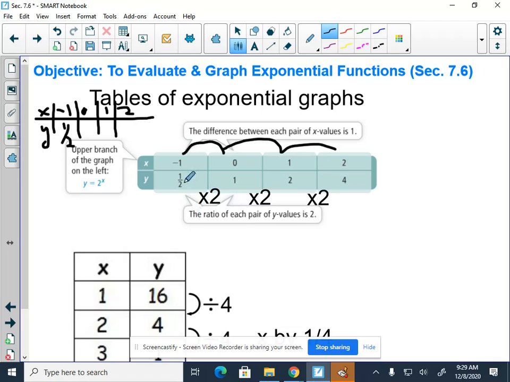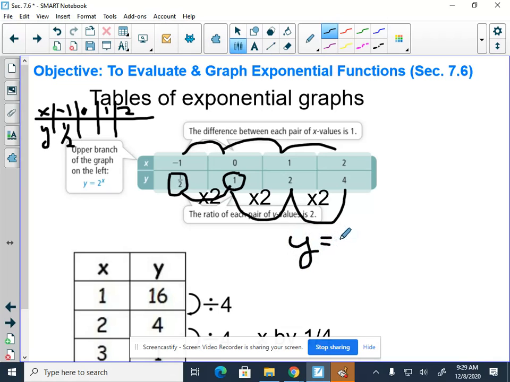In this case, if I took 1/2 that is appearing here and I doubled it, 1/2 times 2 is 1. So this one is twice as big going from here to here. But then if I double it there, take it times 2, I get 2. If I take 2 times 2, I get 4. So what we notice is these are multiplying by 2. This would be the graph.